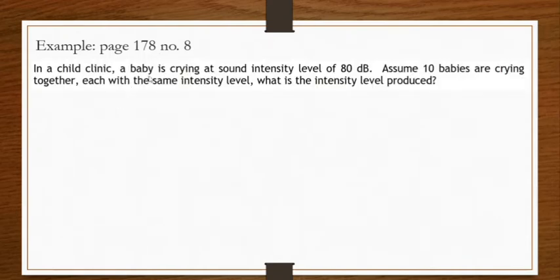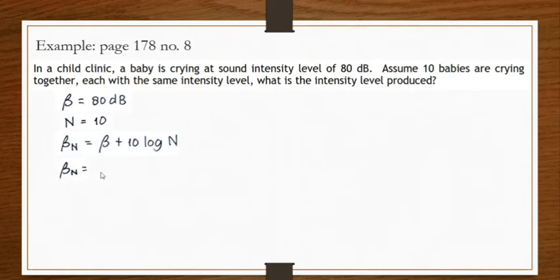An example for this is page 178, number 8. In a child clinic, a baby is crying at sound intensity level of 80 decibels. Assume 10 babies are crying together, each with the same intensity level. What is the intensity level produced? So we know that beta is 80 decibels and there are 10 identical sound sources sounded together. So beta n equals beta plus 10 times log n. So it will be equal to 80 decibels plus 10 times the log of 10. So it is equal to 80 plus 10, it is equal to 90 decibels.